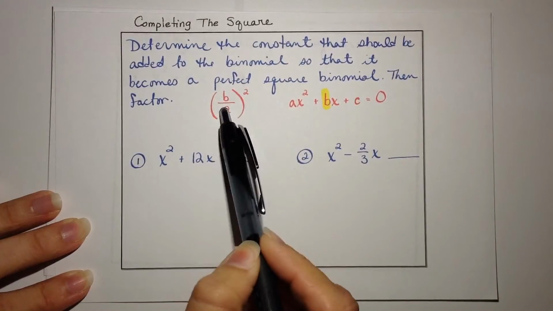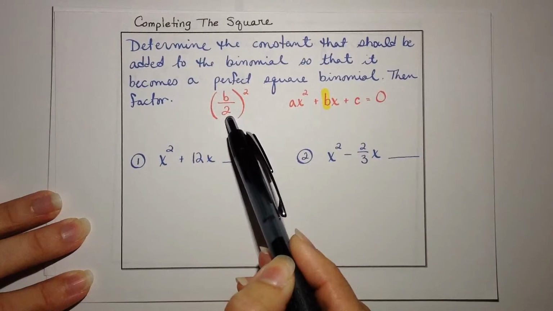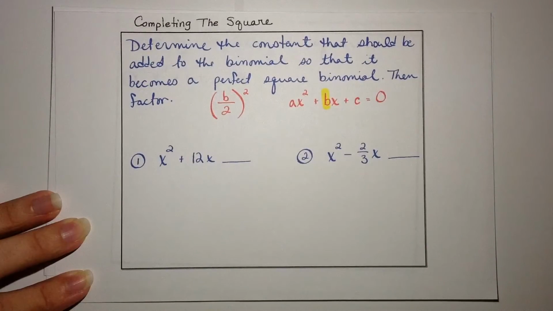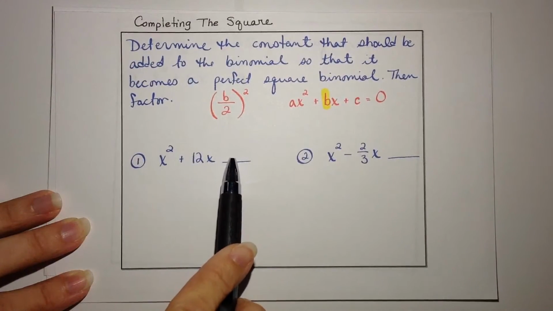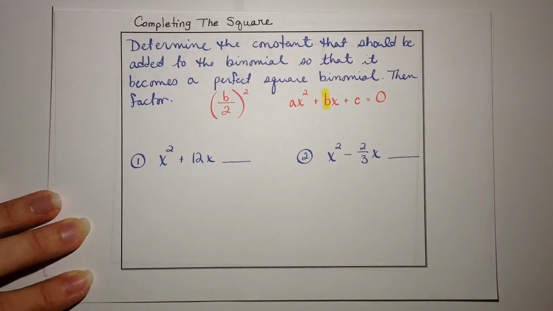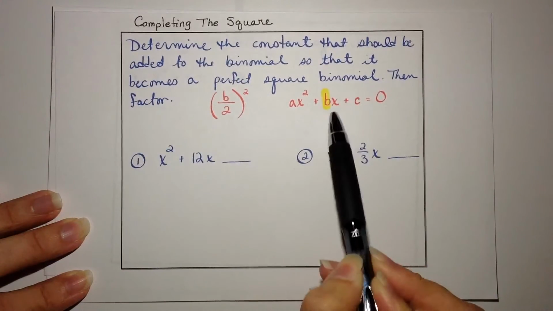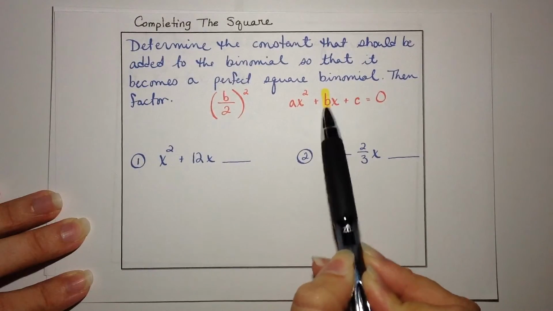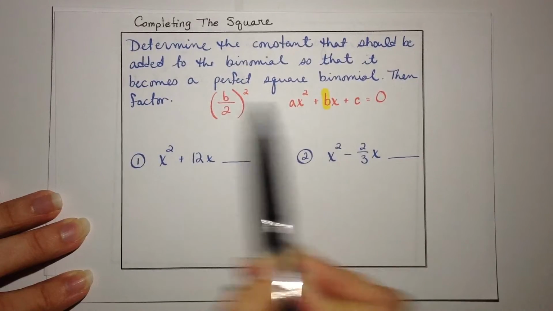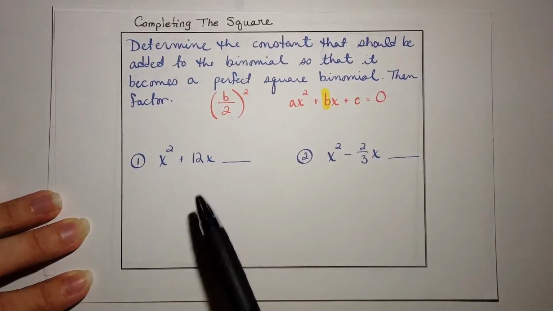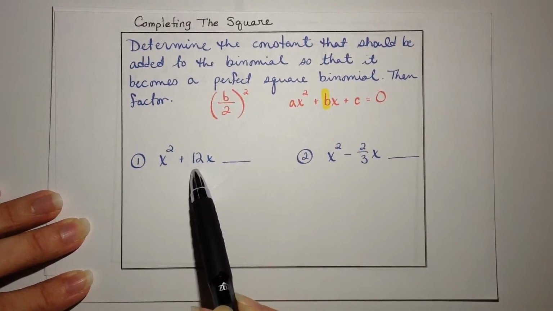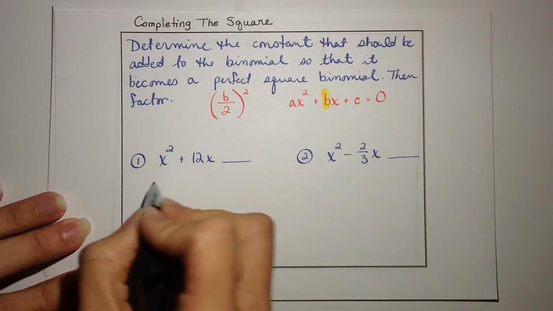This formula, where you take your b value, divide it by 2, and then square it, is going to give you the constant that you would need to add to both sides in order to get what's called the perfect square trinomial. Now, if you remember, when you're dealing with a quadratic, your b value is the coefficient of x. So this is what you're going to use in this formula. For this particular problem, your b value is 12.